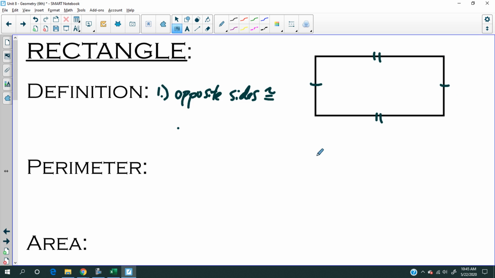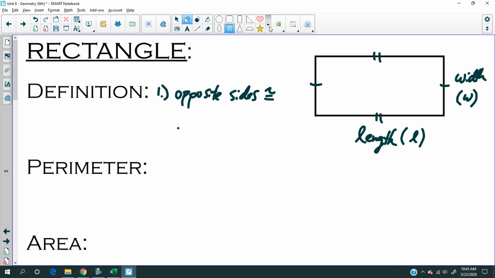They're equal in length. So the two long sides that are equal, we have a name for that. We call that the length, right? And we use the letter L for that. Here, for the short side, these two opposite sides are the same length. We call that the width. And we use the letter W to represent that.